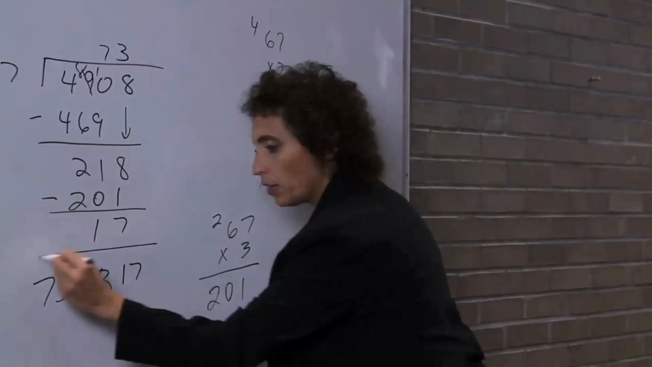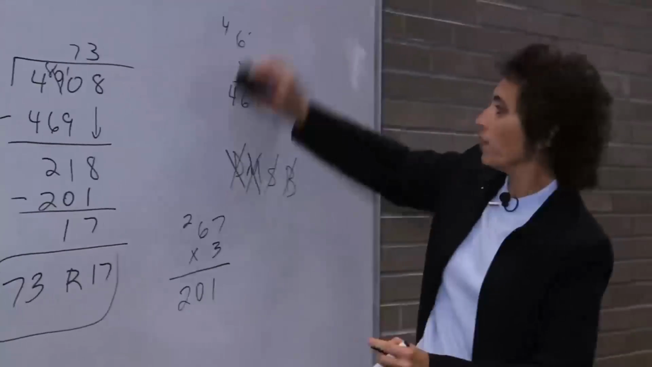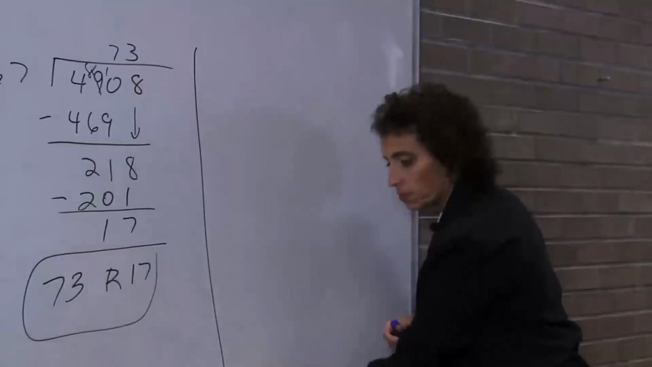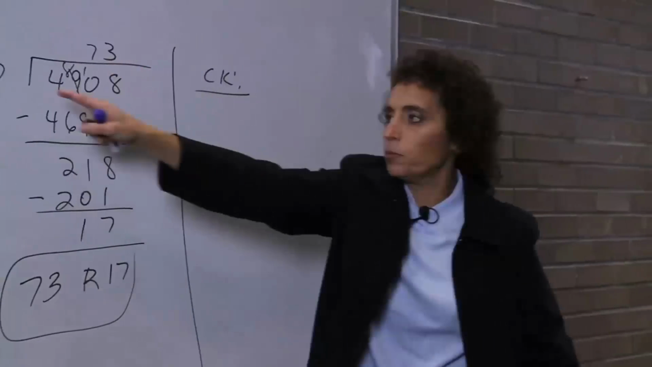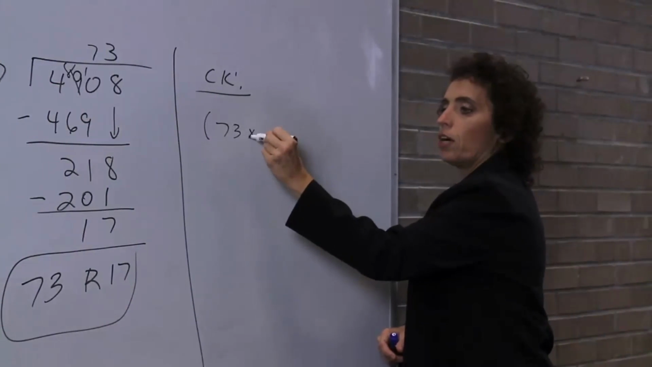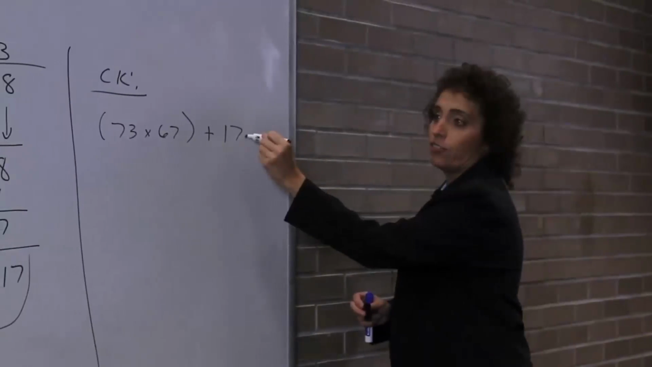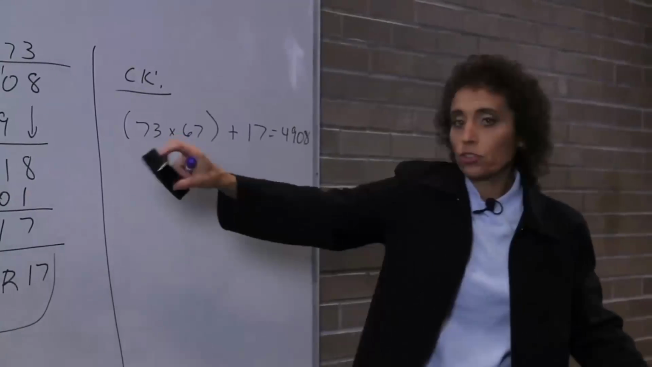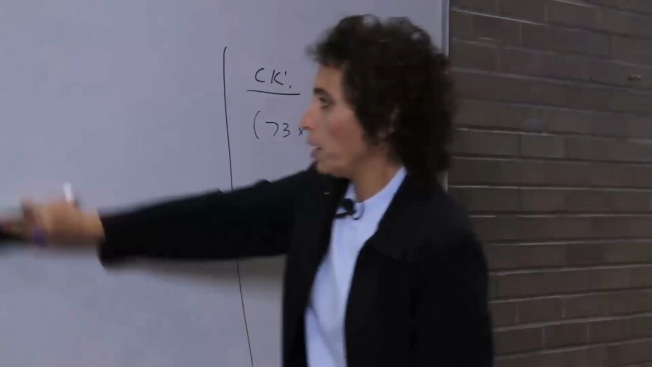Now, in your workbook it says to check this answer. Okay, we'll do that. To check this answer, we're going to have to multiply your quotient times your divisor and add the remainder. So we're going to do 73 times 67 plus 17. And we should get, if we've done this right, 4,908. So let's hope for that. All right, I'm going to erase this so we have space to write, and we're going to do the check.